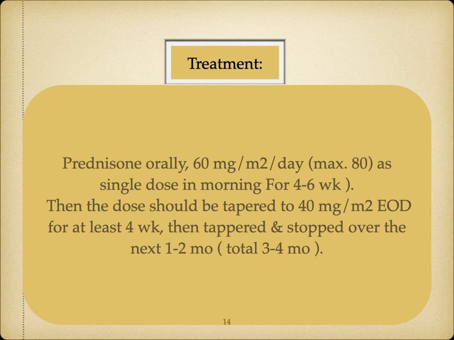The cornerstone of treatment of minimal change nephrotic syndrome is steroid. We usually start with prednisone orally 60 mg per square meter per day as a single oral dose in the morning for about 4 to 6 weeks. Then the dose should be tapered to 40 mg per square meter every other day for at least 4 weeks. After that, we have to taper the steroid until we stop it.